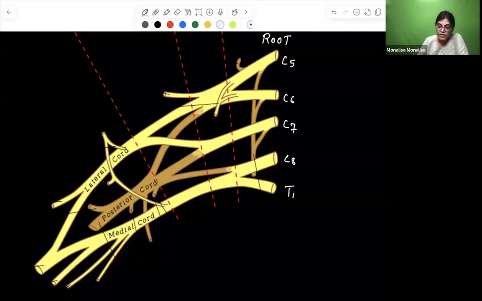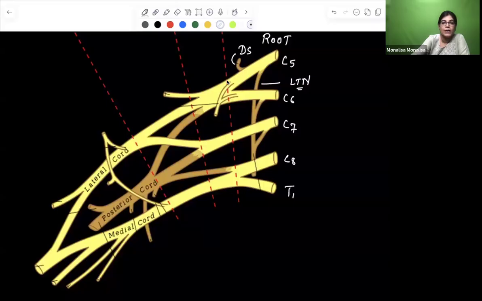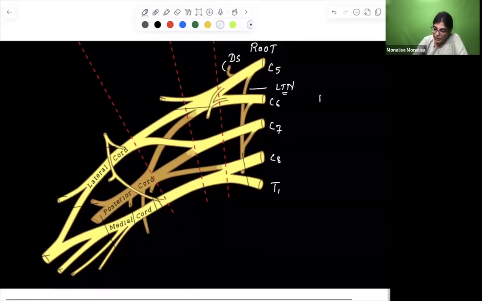Now there are two branches from the root. This is DS and this is LTN. Can anybody tell me the full form of DS and LTN? Yes, Akshay. Very good. Akshay, Sadik, Surya, Prabha, Bharati, Sarthik, everyone. So we know that this is the root. What is the full form of DS? DS means dorsal scapular nerve.